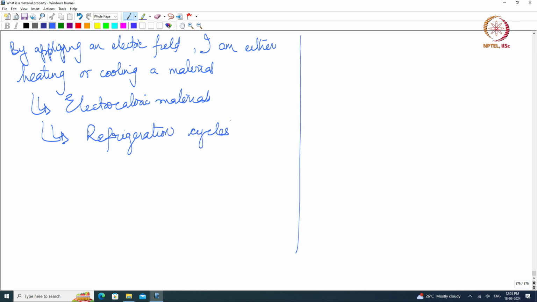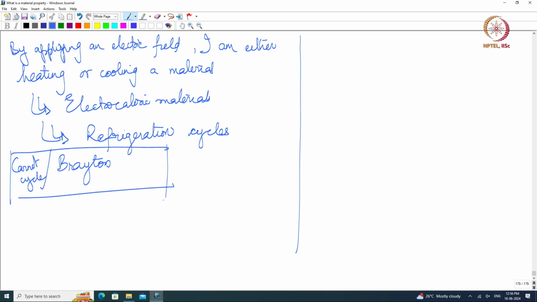Because once I put in an electric field I can cool the material, I can run it through a cycle, the so called Brayton cycle or a Carnot cycle, right, where the refrigerant is now my material, right. I am just mentioning this, I am not going into details of this, probably we will see if we can make an assignment problem out of this. So, I can refrigerate, right. So, I can cool down devices or materials.